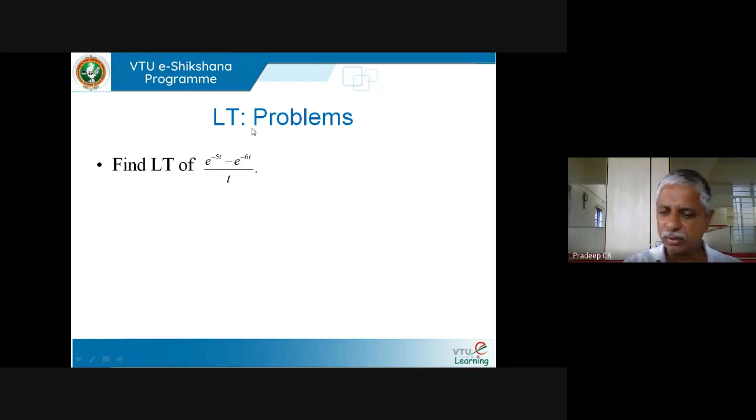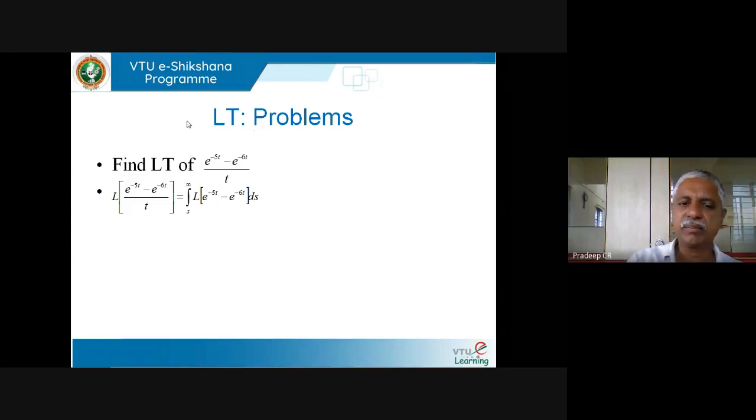So one can do it, but I'll try to do it in a slightly different way, which is I'll put both of them together. The Laplace of e power minus 5t minus e power minus 6t by t is, by that formula, the integral from s to infinity of the Laplace of e power minus 5t minus e power minus 6t. This is the formula: Laplace of f(t) by t is the integral of the Laplace of f with respect to s, with limits varying from s to infinity. So I am using that.